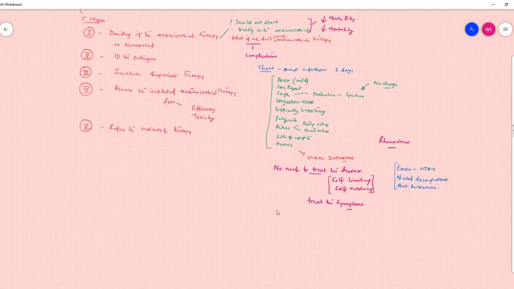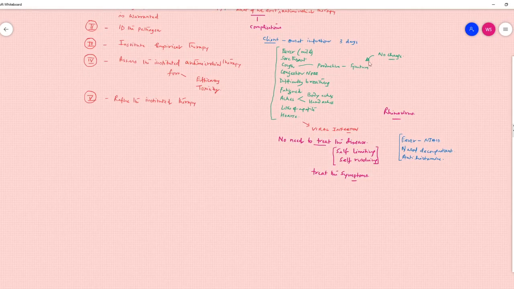What if there is a change in the sputum and the fever is severe? Okay. Then maybe that is a bacterial infection. Then that needs to be looked into. So we need to assess the patient.